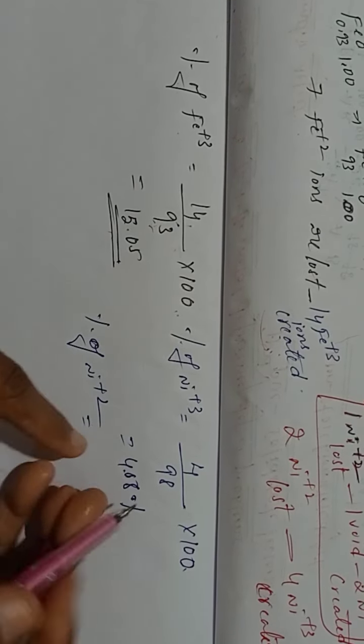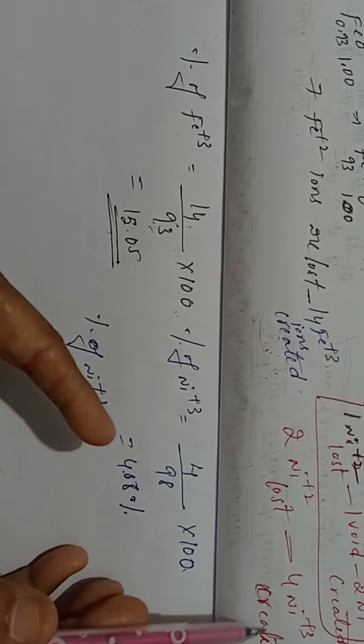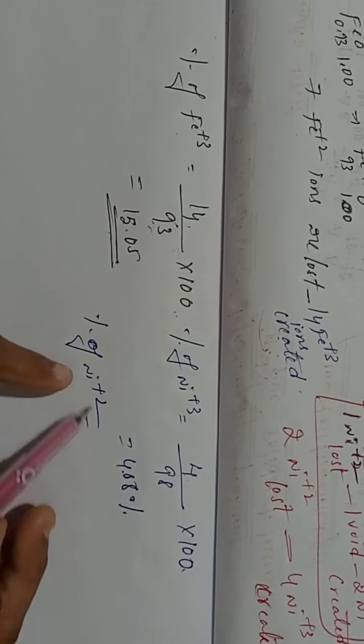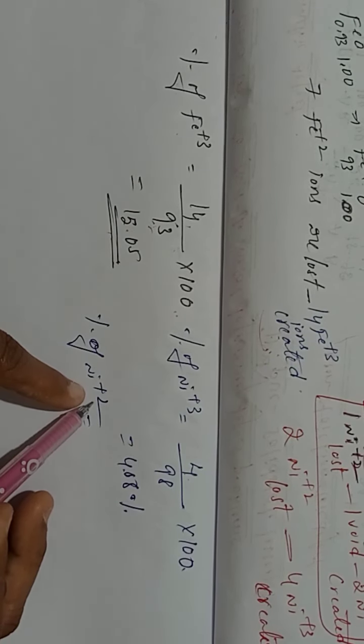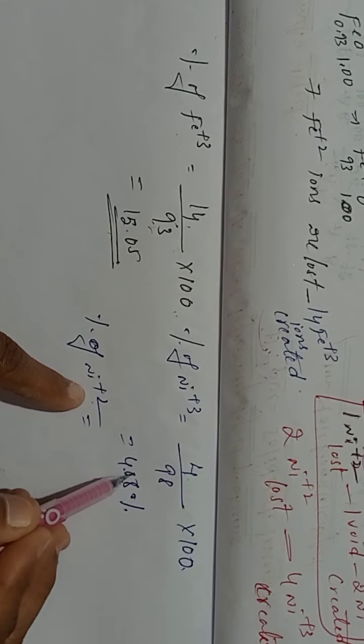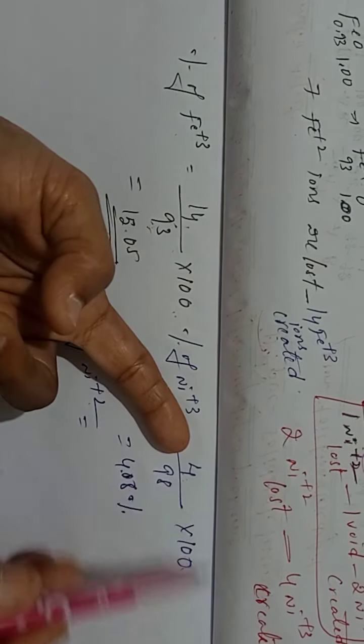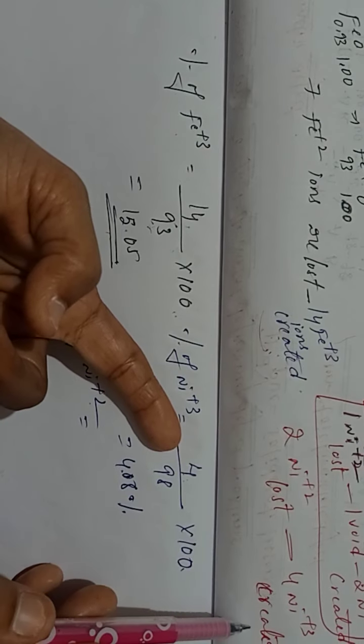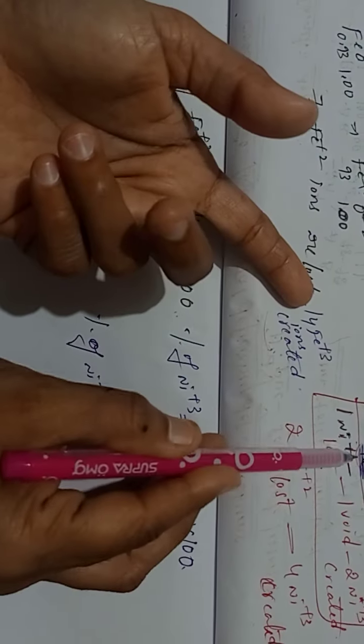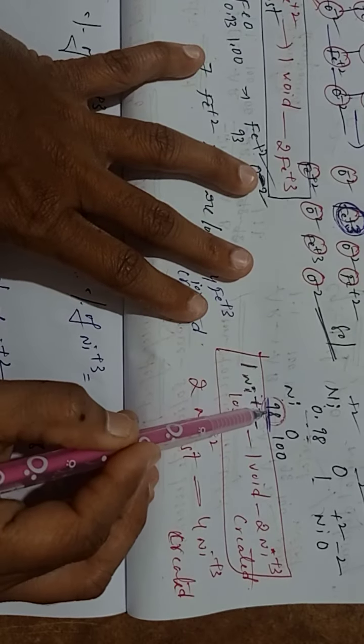See here, in total how many Ni plus 3 are created? 4. We are calculating the Ni plus 2 percentage. So total 4 Ni plus 3 created. Actually Ni plus 2, how many given, students? 98 given. Are you following in the problem? 98 given.